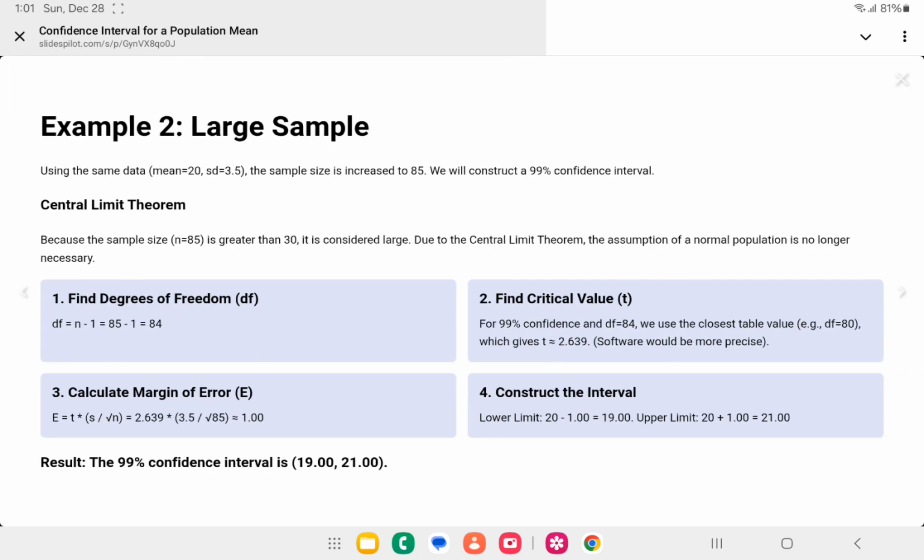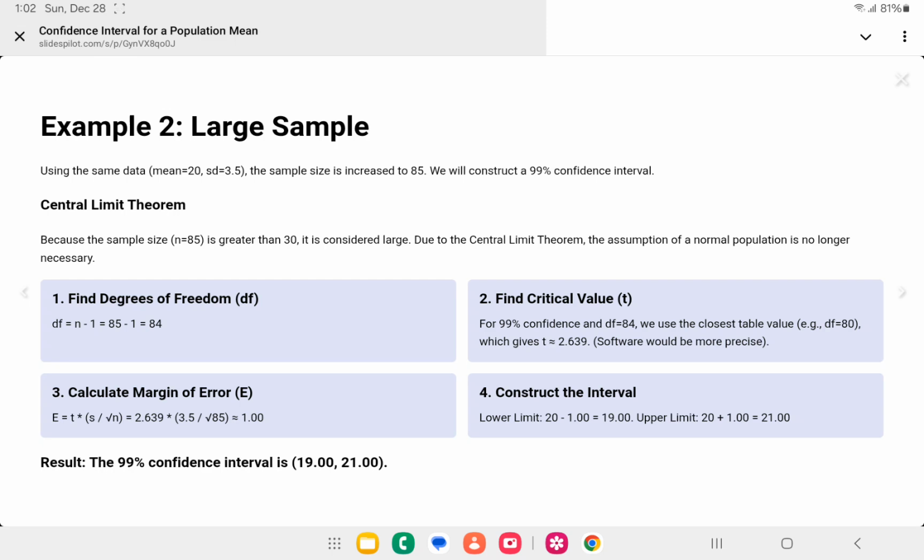Here, the sample size is increased to 85, and we want to construct a 99% confidence interval for the population mean. The sample size 85 here is considered large because it is larger than 30. Therefore, according to the central limit theorem, the distribution of sample means will be approximately normal for a sample size this large, and the assumption of normal population is unnecessary.